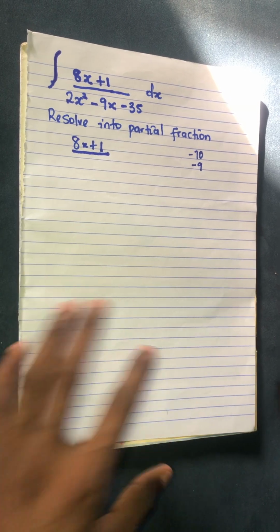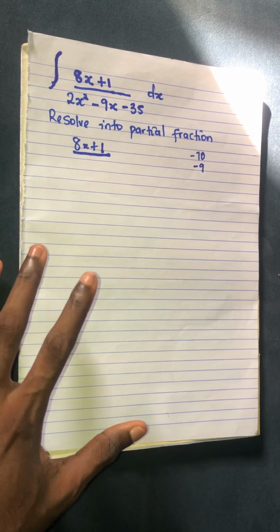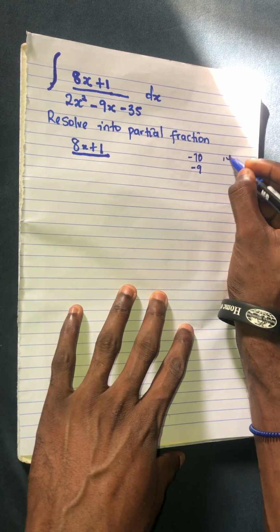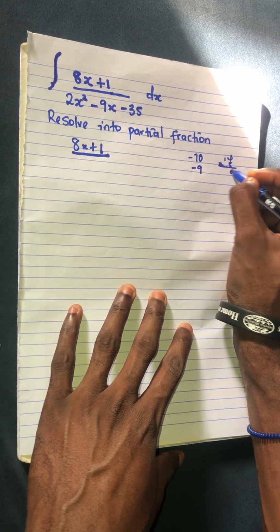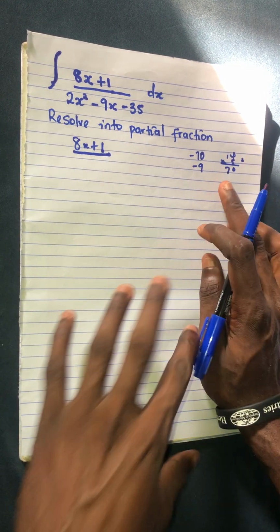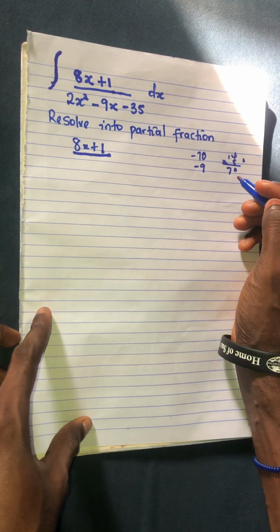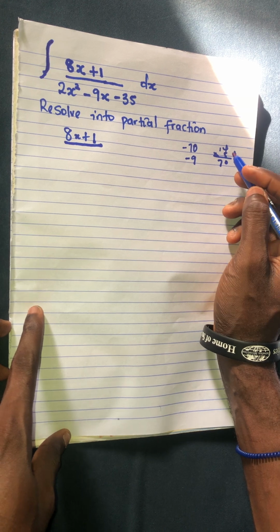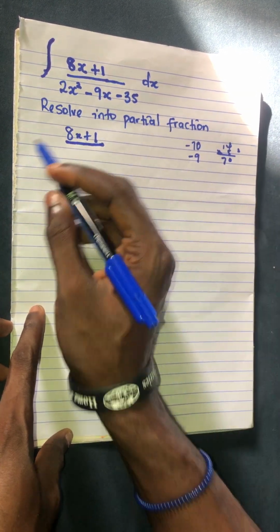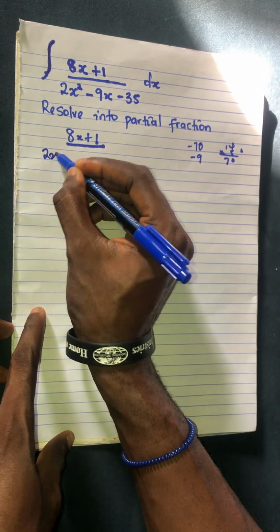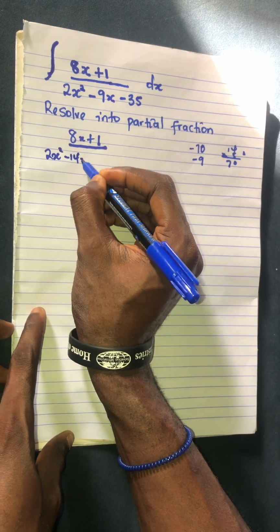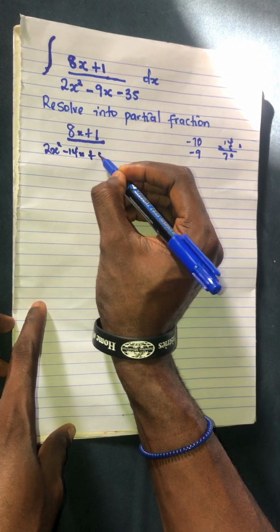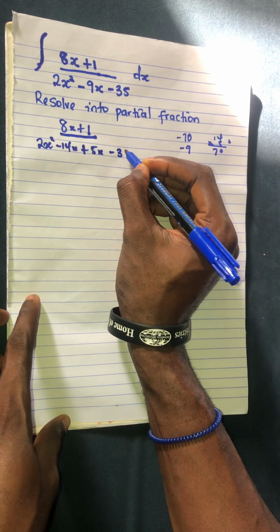What are those numbers? We think fast. That should be 14 and 5. Let's see, 5 times 14 is 70. So 14 and 5. What will matter is the sign. It will be negative 14 plus 5, so that will give me negative 9. So let's put that in: 2x squared minus 14x plus 5x minus 35.